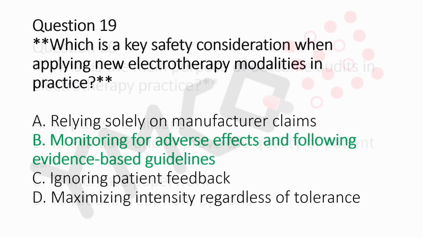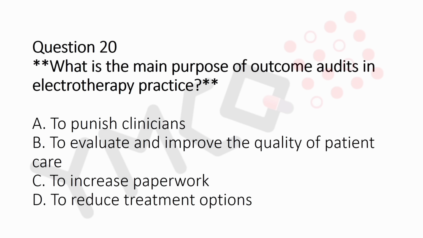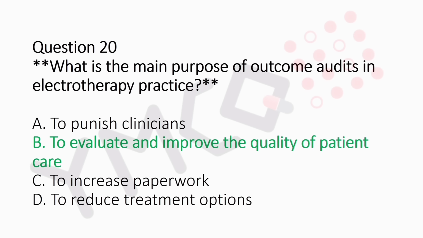Now let's move to question number 20. What is the main purpose of outcome audit in electrotherapy practice? Option A, to punish clinicians. Option B, to evaluate and improve the quality of patient care. Option C, to increase paperwork. Option D, to reduce treatment options. And the answer is option B, to evaluate and improve the quality of patient care.